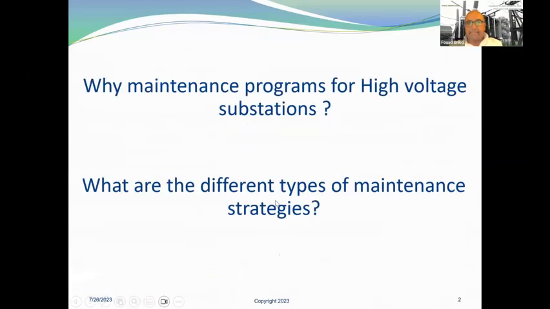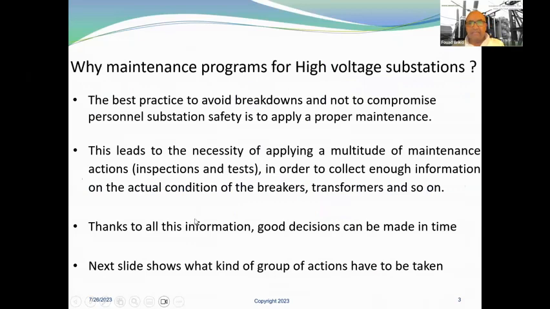Why maintenance programs for high voltage substations, and what are the different types of maintenance strategies? In fact, this presentation has been divided in two parts. The second one is very small. So why maintenance programs for high voltage substations? The best practice to avoid breakdowns and not to compromise personal substation safety is to apply proper maintenance.